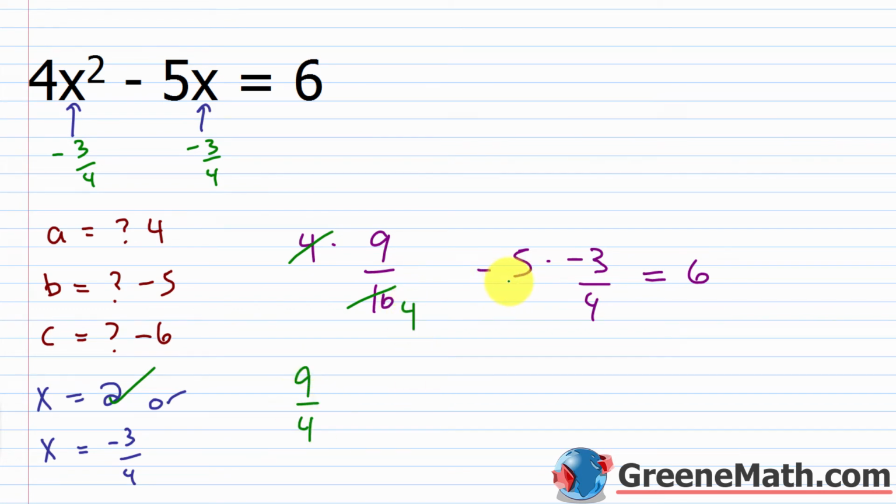You have basically negative 5 times negative 3/4. Negative 5 times negative 3 is positive 15 over 4 equals 6. 9 plus 15 is 24. You'd have 24 over 4, which is 6. Again, you get 6 equals 6. So this checks out as well. So x here is equal to 2, or x is equal to negative 3/4.